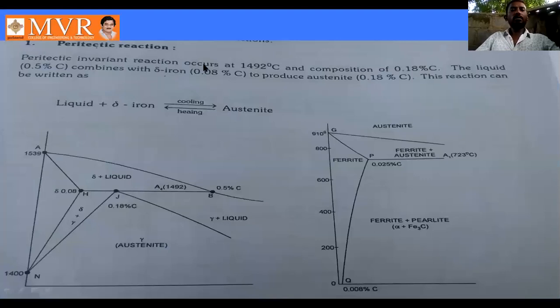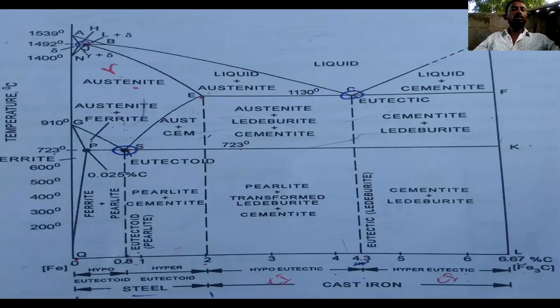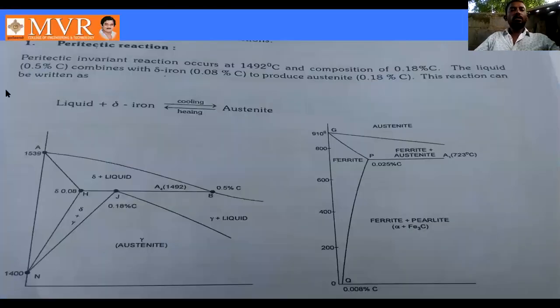In the peritectic invariant reaction, it occurs at 1492 degrees centigrade. See here, 1490 degrees onwards we can observe peritectic reaction, liquid plus delta iron. So this one we can call as peritectic reaction amma. Peritectic invariant reaction occurs at 1492 degrees centigrade and composition of 0.18% amma. So peritectic reaction అనేది 1490 degrees దగ్గర 1492 degrees దగ్గర ఏర్పడుతుంది. కాంపోజిషన్ how much composition? 0.18%.